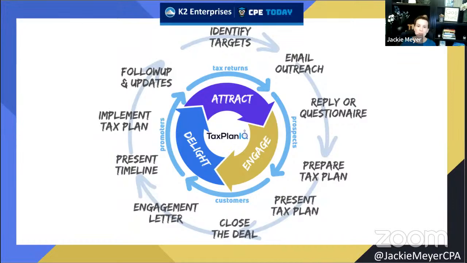You prepare that proposal, you present it to the client, hopefully close the deal, send that e-engagement letter, present their timeline and implementation, get all their tasks together of things you need to do, and then follow up and make sure that you're revisiting that plan, what you said you were going to do, what you actually did, and then adjusting things year to year. Now, I show you this, it might seem obvious to some people, but a lot of people don't understand this flow at all or the order that it goes in. And so that's why I wanted to make sure it was in a visual for you.